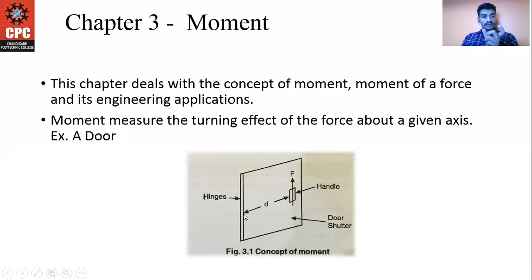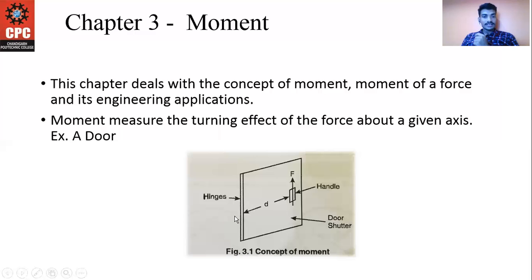In some books you will find the definition that moment is basically a rotation, and it can be calculated as the applied force into the perpendicular distance. You can see this distance is perpendicular to this force. This is the perpendicular distance. The perpendicular distance here is D.